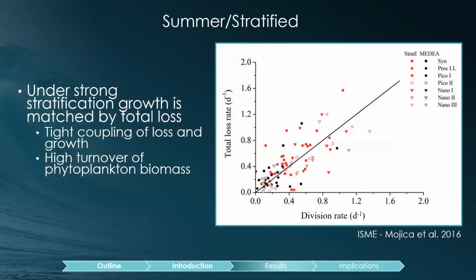What we found was that total loss, that is viral lysis plus microzooplankton grazing, was highly correlated to division rate for all phytoplankton groups measured under these strongly stratified conditions. These results indicate a high turnover of biomass. More importantly, these two loss processes alone were sufficient to balance phytoplankton division rates and reconcile the lack of accumulation in phytoplankton biomass under strongly stratified and oligotrophic conditions.